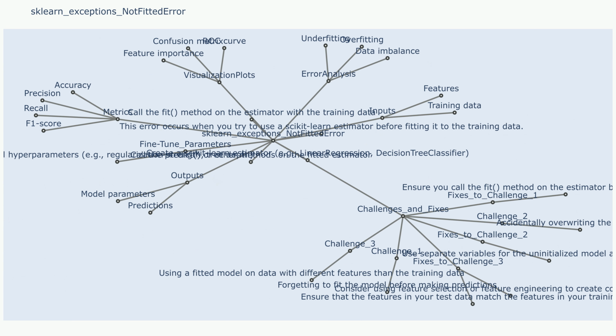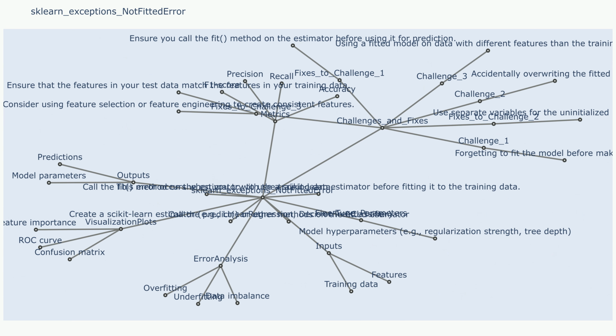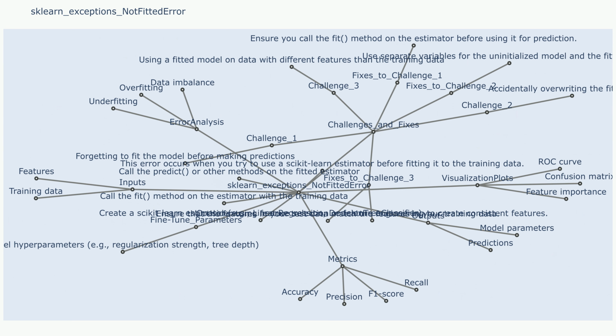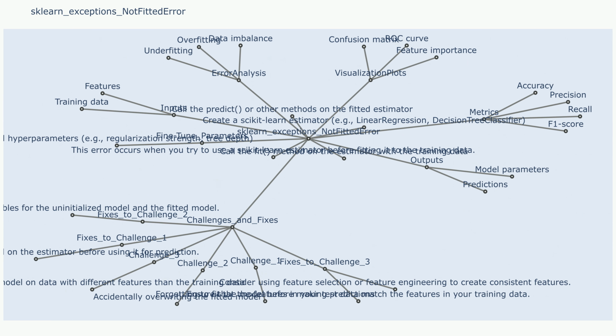Uncertainty methods. Confidence intervals. Regression: quantify the uncertainty associated with the model's predictions. Probability estimates. Classification: provide probabilities for each class label, indicating the model's confidence in its predictions. Challenges and fixes. Challenge 1. Attempting to predict or transform before fitting. Sample use case. Trying to use model.predict(X_test) without first calling model.fit(X_train, y_train). Fixes. Make sure to call model.fit(X_train, y_train) before attempting to use the model for prediction or transformation.